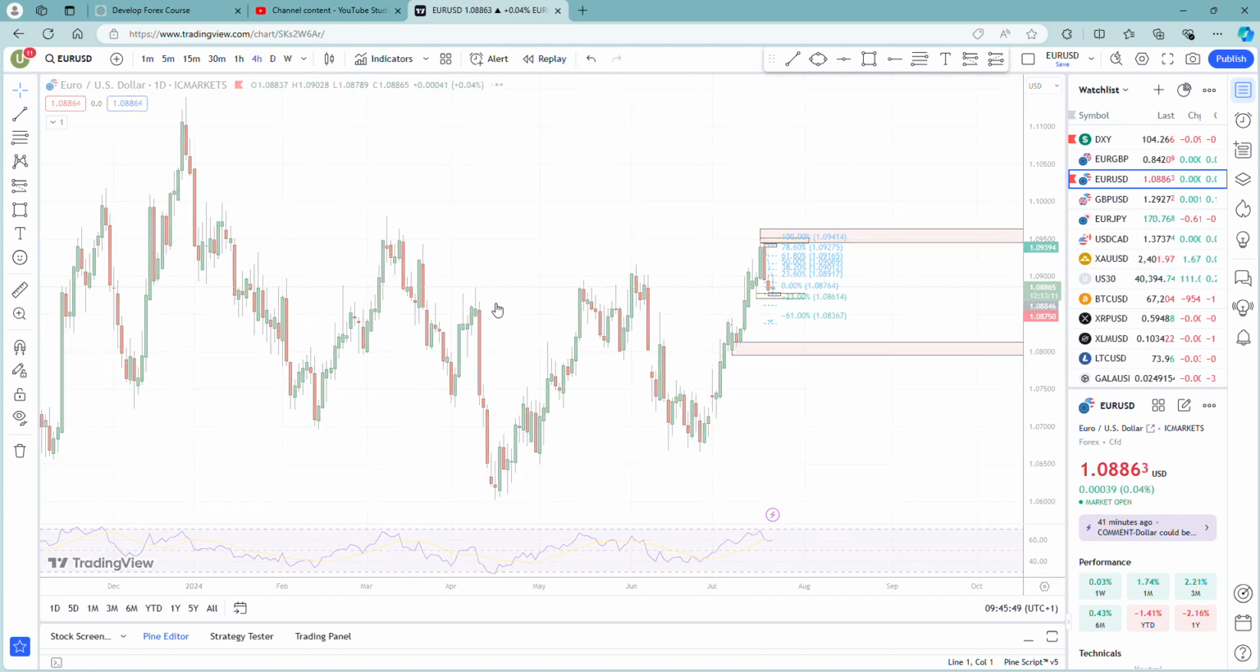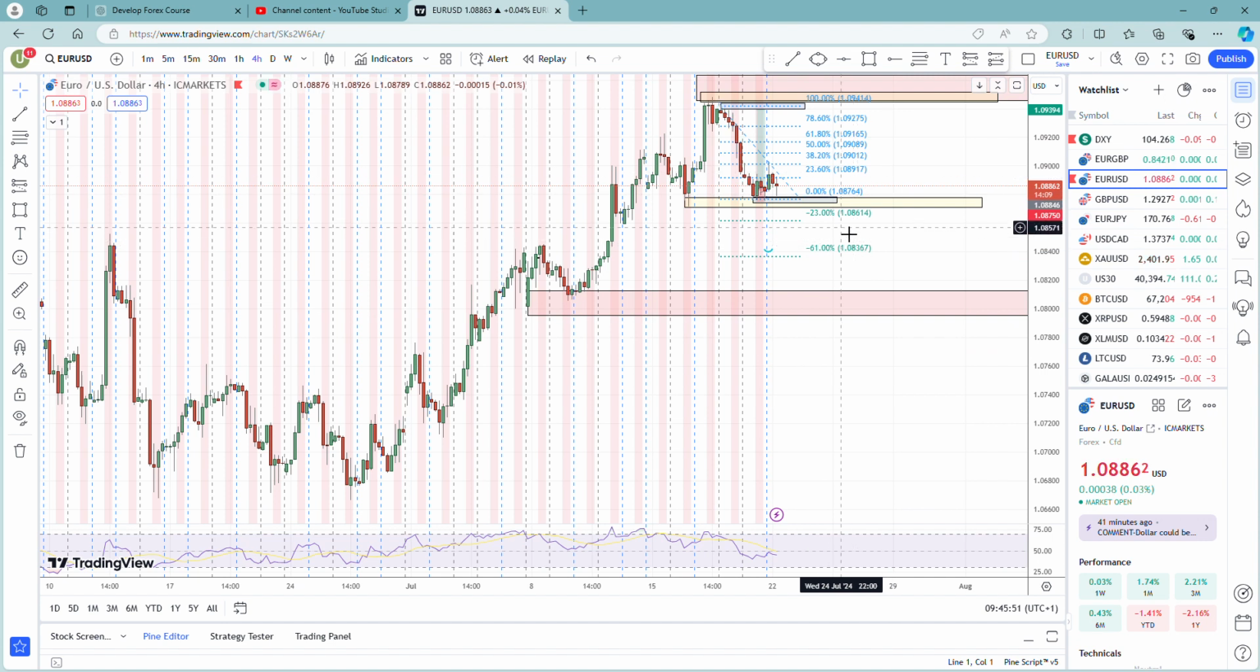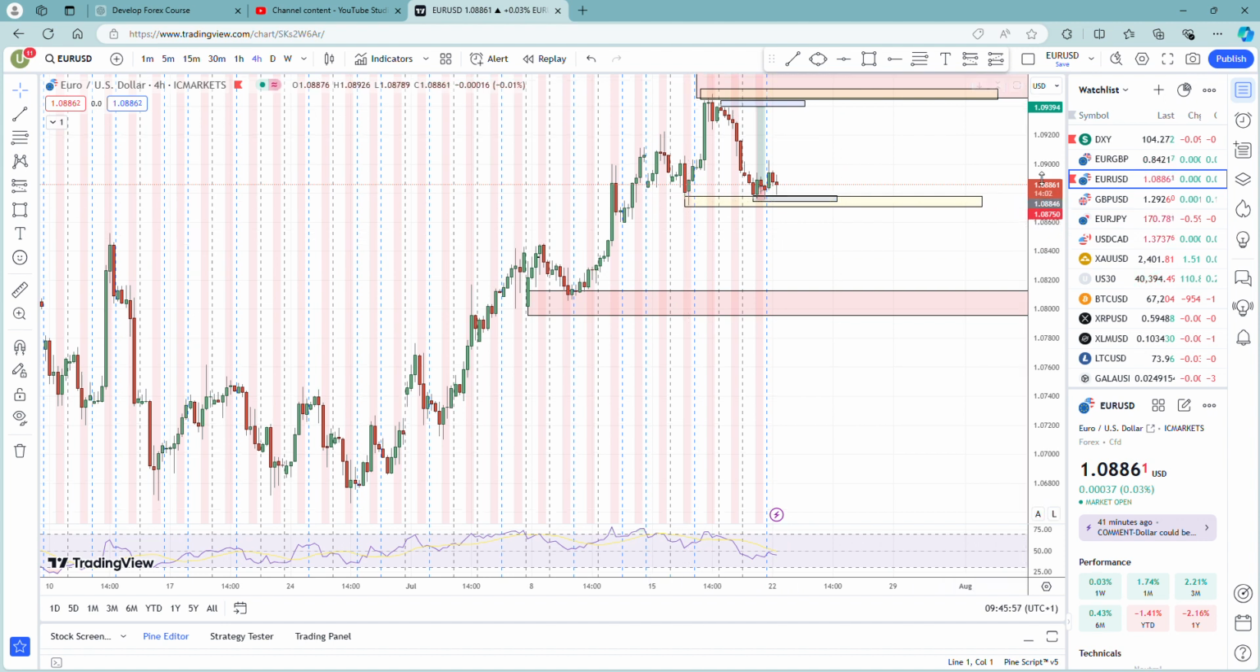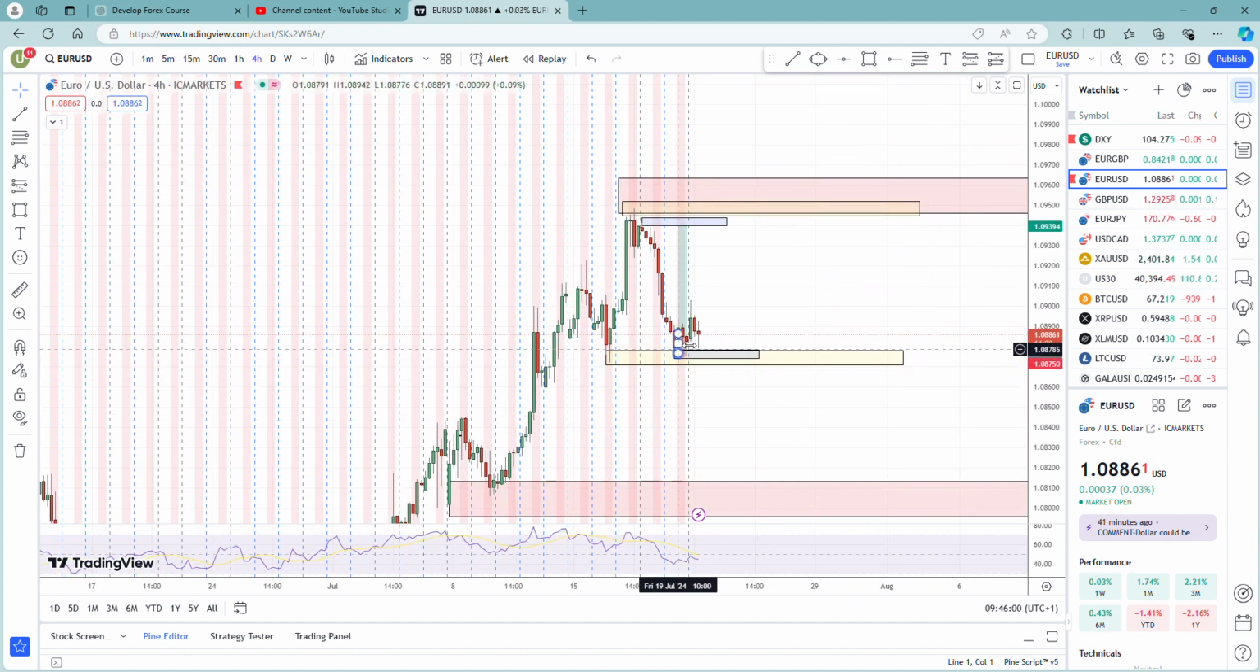Then go to an H4 time frame. So you can see here's the support region, which it got to last week, potentially rejecting it, and here's your resistance. So I'll leave that as it is. I'm still happy with the most recent H4 levels.